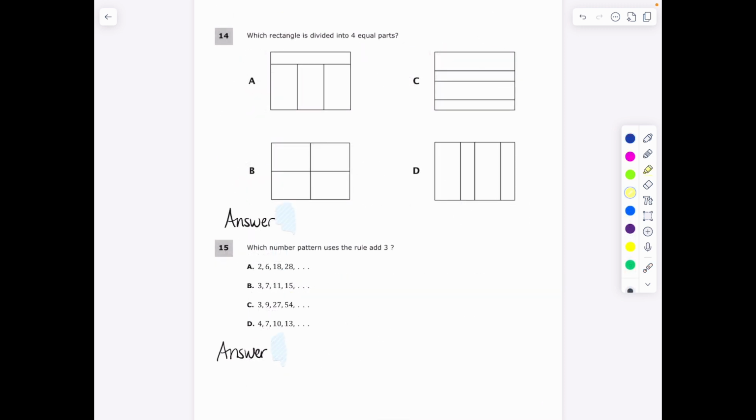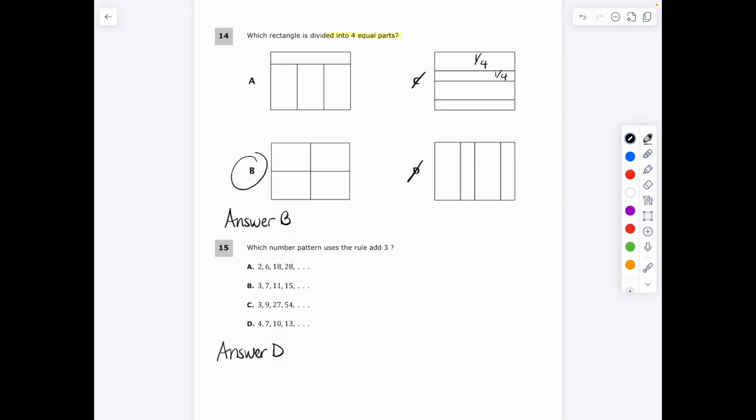All right, 14 and 15, the answers are B and D. We'll start with the first one. We want to know which rectangle is divided into 4 equal parts. So automatically, we can see the ones that are not equal, A and D, where we have pieces that are definitely not the same size as each other. And the same thing here and here. I can't say that this is 1/4 and this is 1/4. That's not equal. Clearly B shows me 4 equal pieces.